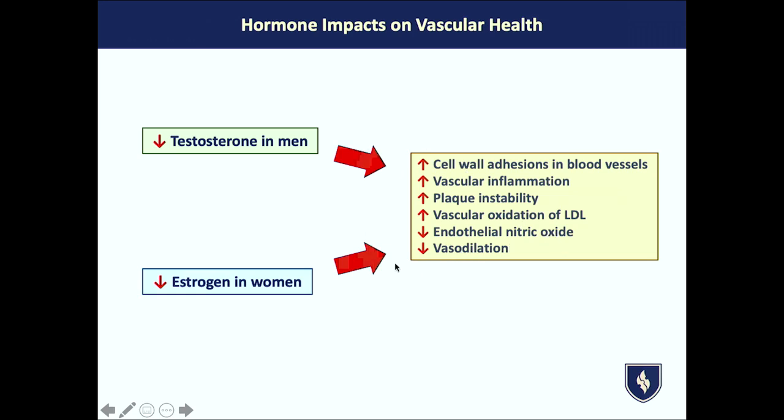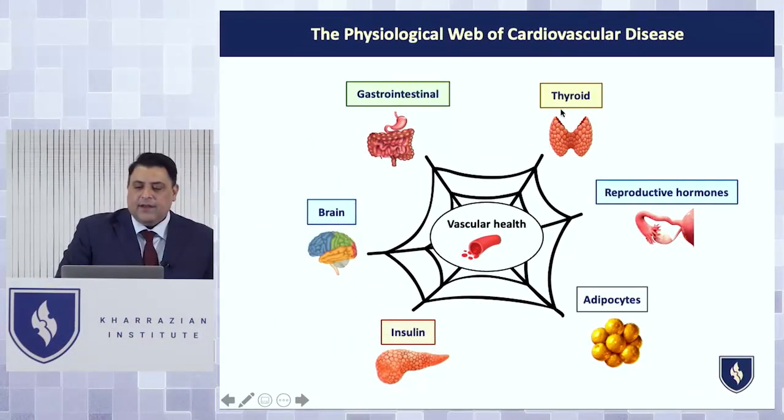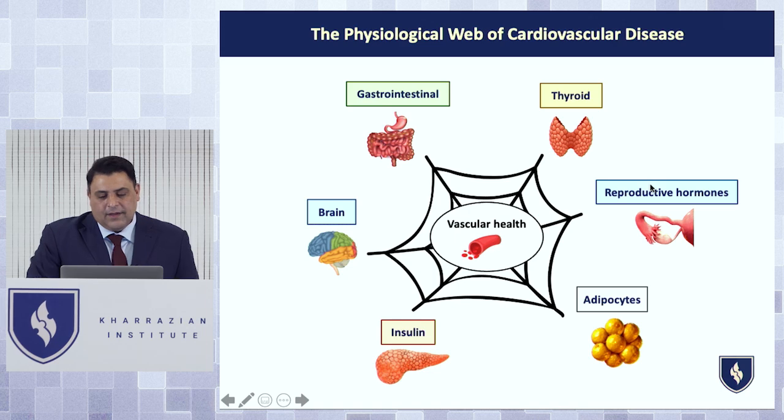So hormones do play a role in this web, and ultimately the relationship between the gut, thyroid health, hormones, how active white fat cells are versus gray fat cells, insulin resistance, insulin factors, and brain function, all are upstream mechanisms that have a role in vascular health. So I hope that was useful for you.